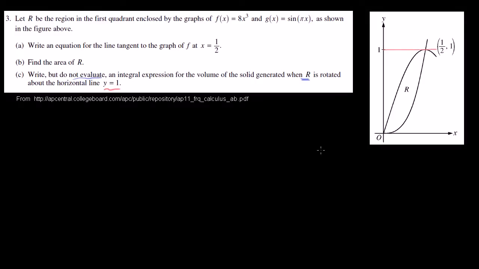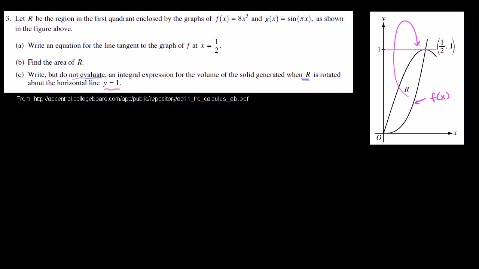So the way I'd like to think about it, let's think about what the volume would be if I were to just take the bottom function, f of x, and rotate that function around y is equal to 1. What would the volume of that be? And then I'm going to subtract from that the volume if I were to take the top function, g of x, and rotate it around.